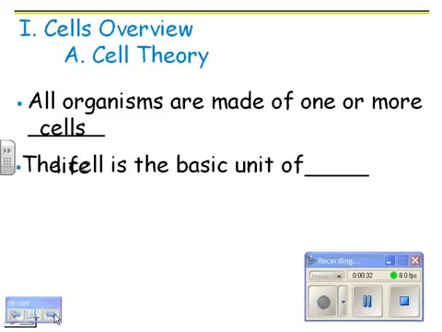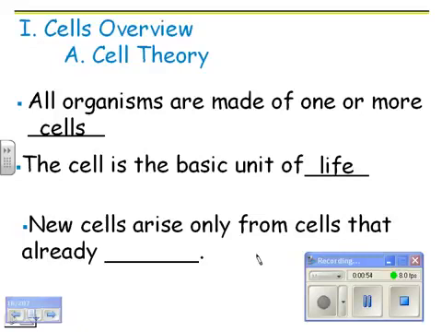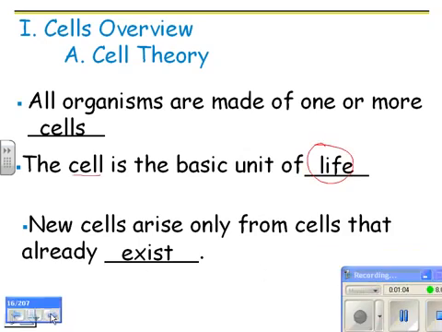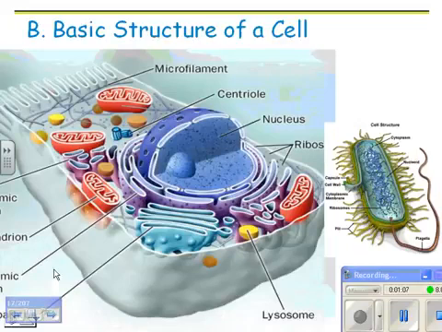The cell is the basic unit of life, and so don't confuse this with atoms, which are the basic unit of elements. So the basic unit of life are cells, because we're all made out of cells. And you consider anything within the cell to be not living if it's all by itself. Remember, cells are made out of molecules, and molecules are made out of atoms. New cells arise only from cells that already exist, which sort of begs the question, where did the first one come from? But for now, we're just going to talk about all the cells on the planet right now came from cells that were already around.